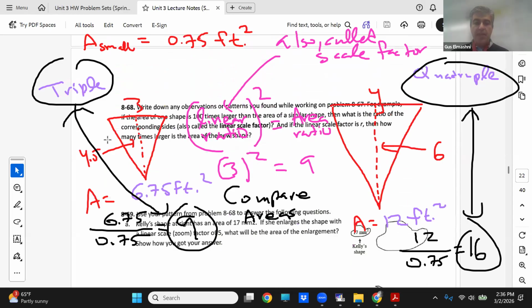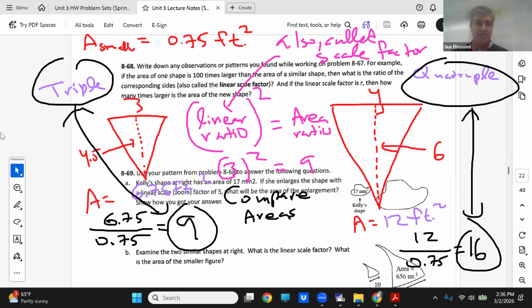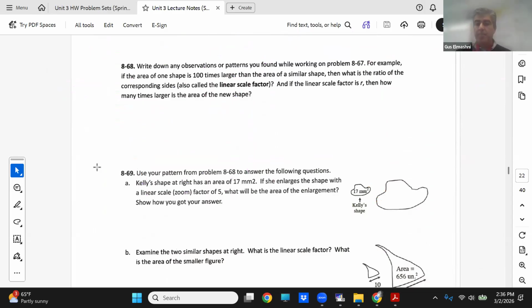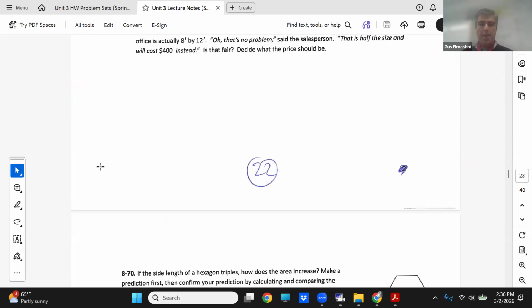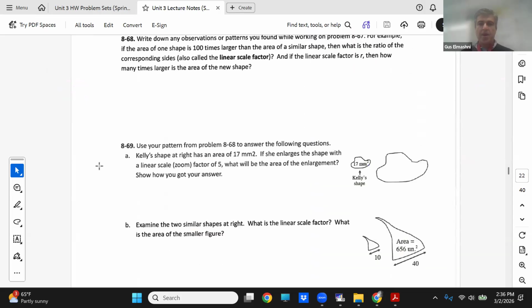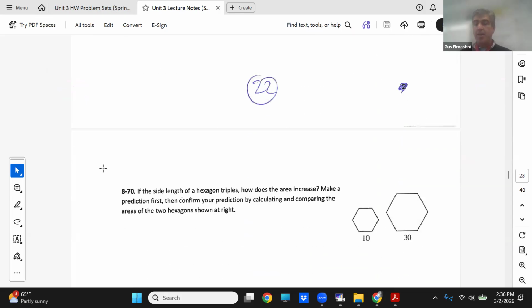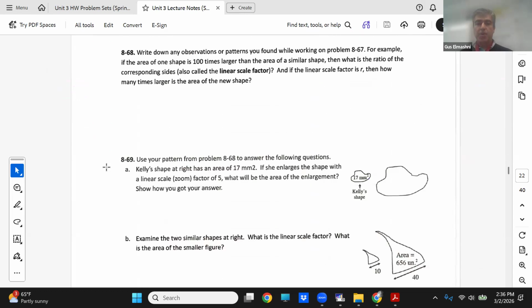So with that said, let me have you guys try this next page in your table groups. I'll come and help you out. Then we'll talk about the last problem on 870, and I'll let you work on homework. Just 868 whole page, full page. 868 and 869. I'll come around and help you guys out.